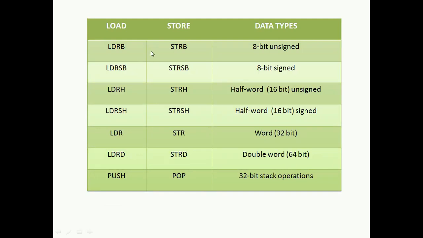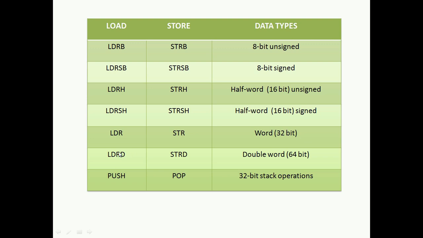One table I have written here will tell you the load and store instructions along with their data types. If a load instruction is written with suffix capital B, this corresponds to 8-bit unsigned. If it is written with LDRSB, SB stands for signed 8-bit. Similarly it is with store. H stands for half word, that is 16-bit, unsigned. If it is written with SH, that refers to half word 16-bit but signed value. This is the normal word, 32-bit data.